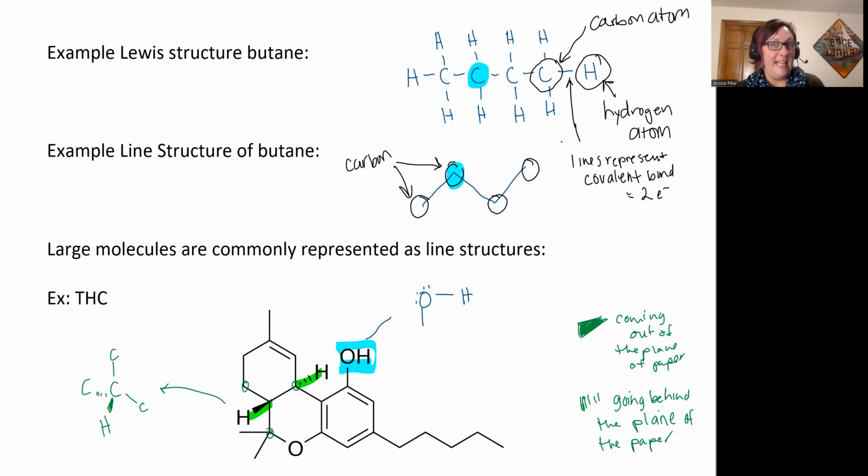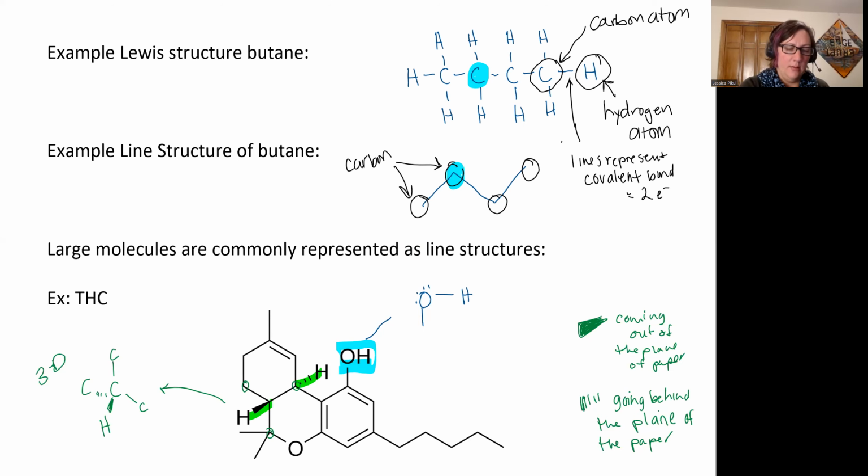A dashed wedge indicates that it's going behind the plane of the paper. So that's information about the 3-dimensional structure. We'll look at that a little bit later, but it's kind of haphazard. So you'll see these elements that people think are important brought in.